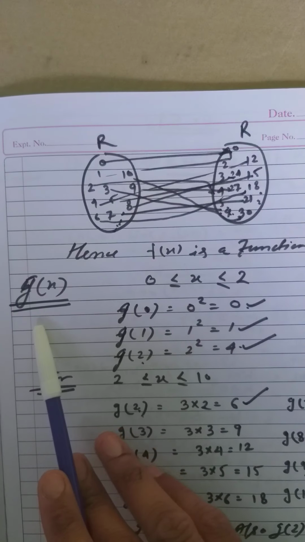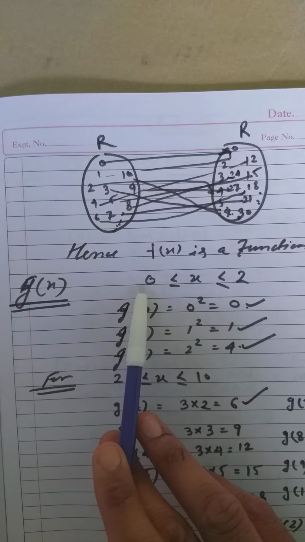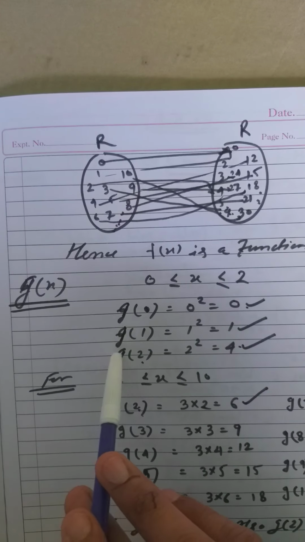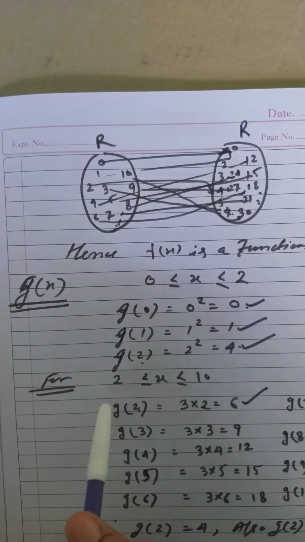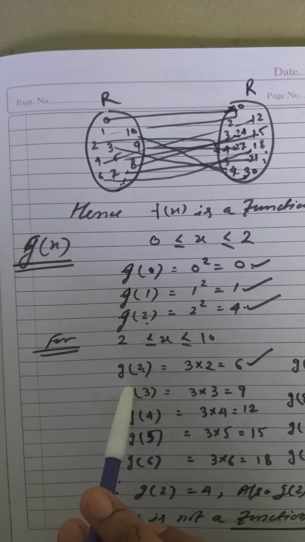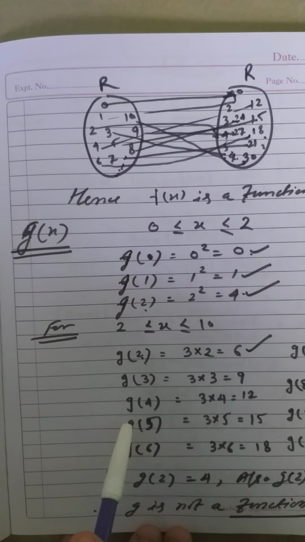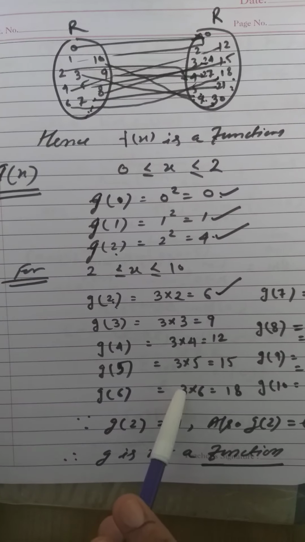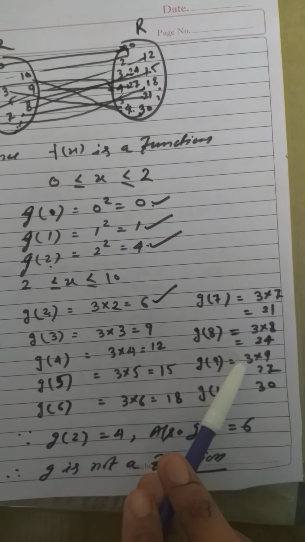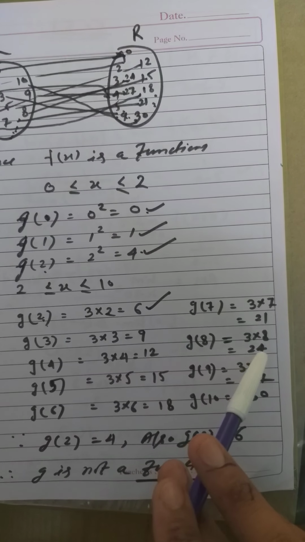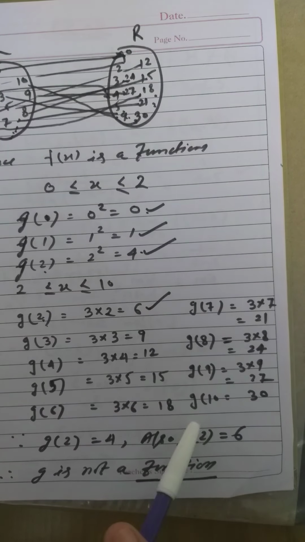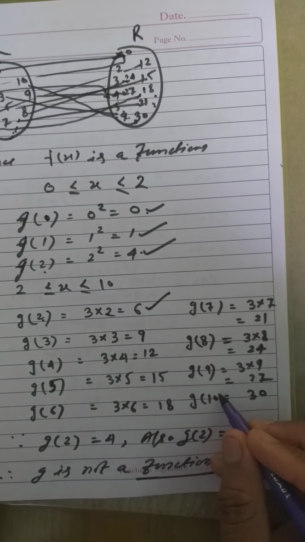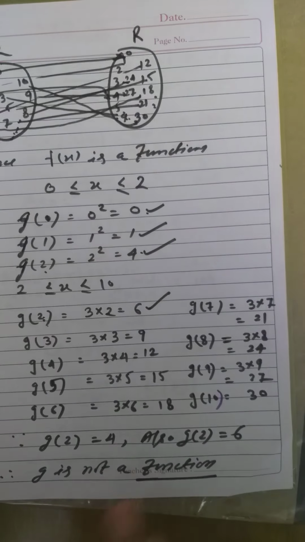Now let us see for g(x). For the interval 0 to 2, including 0 and 2, g(0) equal to 0, g(1) equal to 1, g(2) equal to 4. And for the interval 2 to 10, g(2) equal to 6, g(3) equal to 9, g(4) equal to 12, g(5) equal to 15, g(6) equal to 3 into 6, 18, g(7) equal to 3 into 7, 21, g(8) equal to 3 into 8, g(9) equal to 3 into 9, and g(10) equal to 3 into 10, 30.